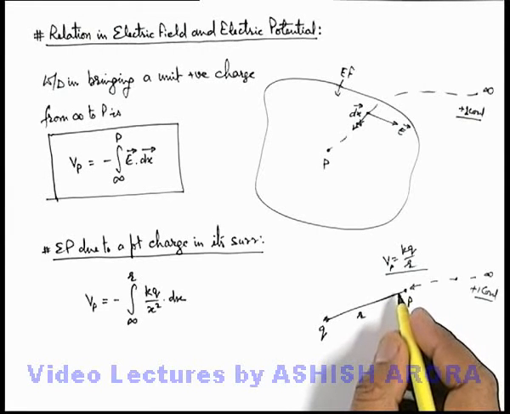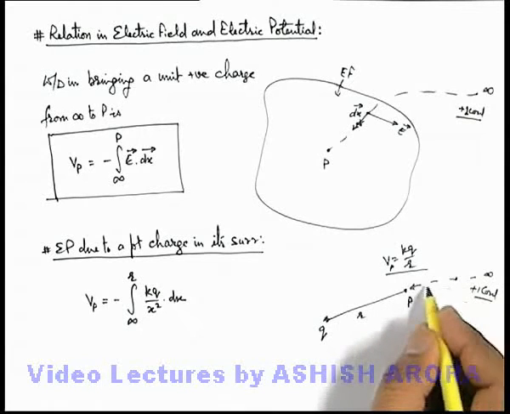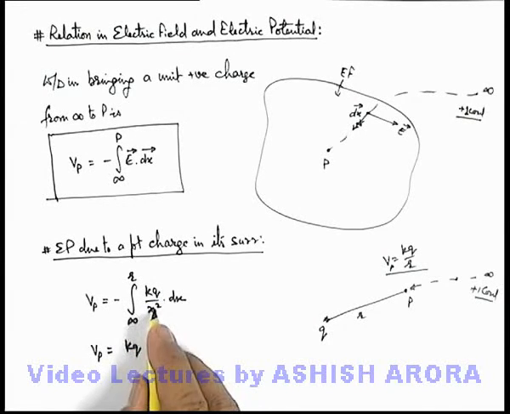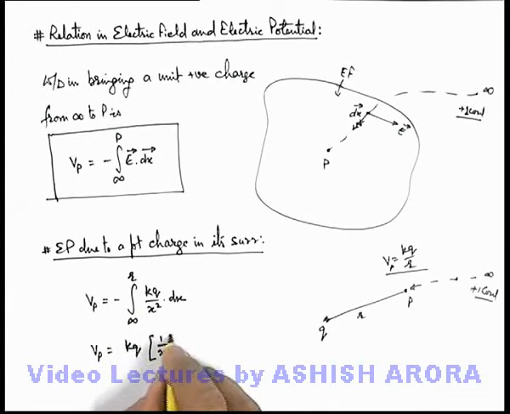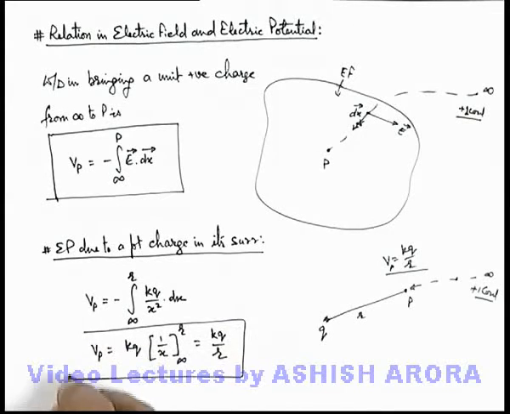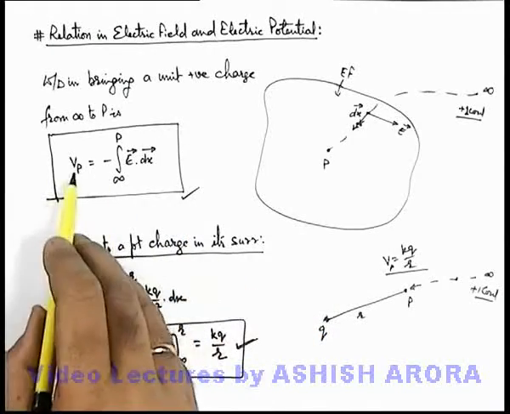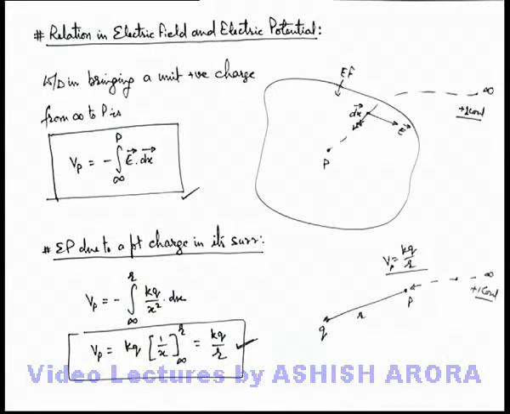Now in this situation we can omit the dot product because external force and displacement are in the same direction. So here Vp can be written as kq times the integration of 1 by x square, which is minus 1 by x, but this minus will also cancel out. So it will be 1 by x with limits from infinity to r, and on substituting limits the result will be kq by r. So we have calculated the same result by using this expression where we relate potential with the electric field. Vice versa can also be done. Let's continue on the next sheet.